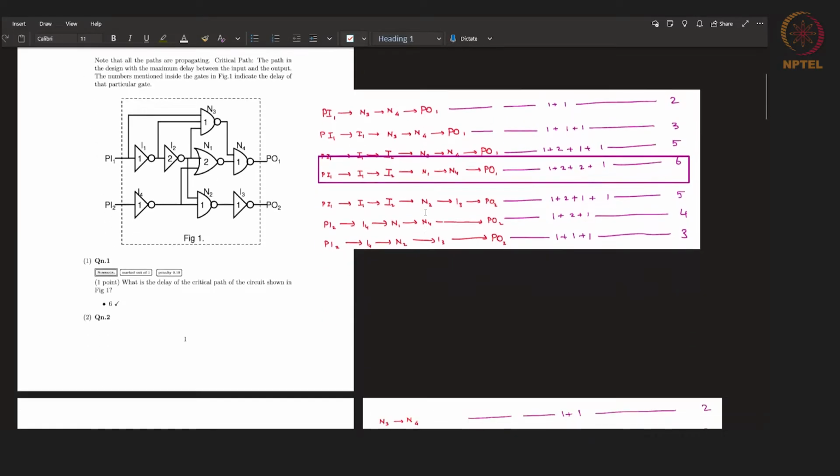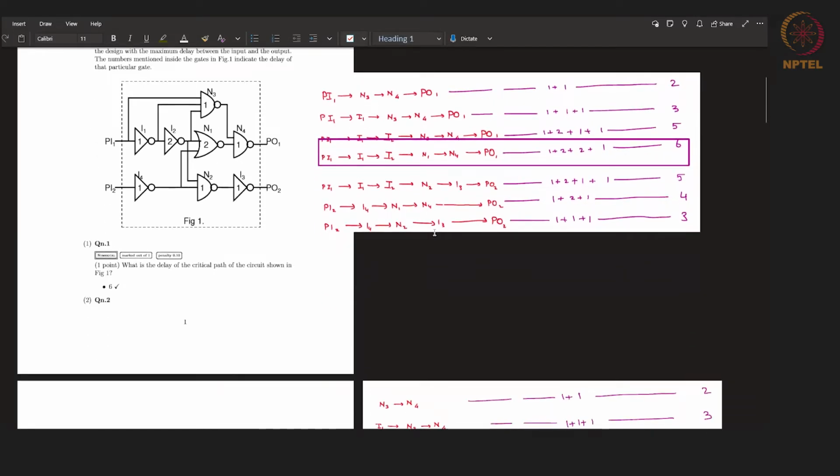Question 1. What is the delay of the critical path of the circuit shown in figure 1? So, to determine the critical path, you need to list down all the paths and then find out which is the path which has the maximum delay. The path from an input to an output with the maximum delay is known as the critical path.